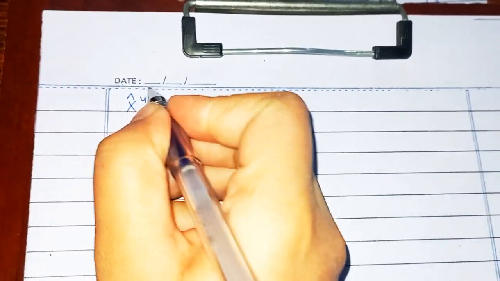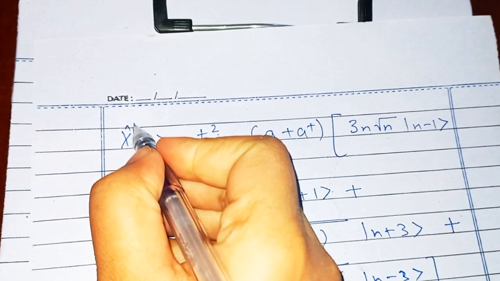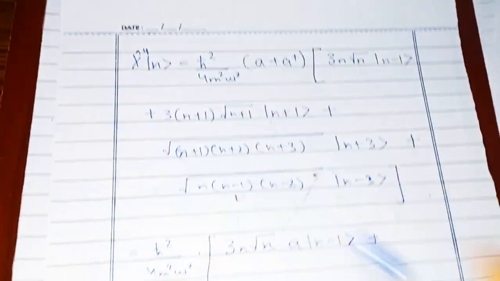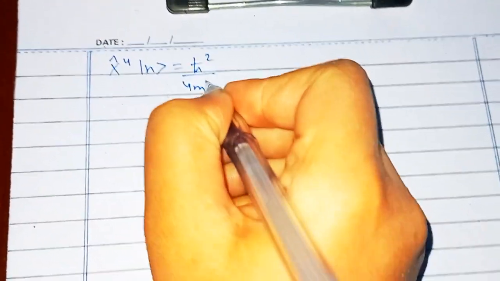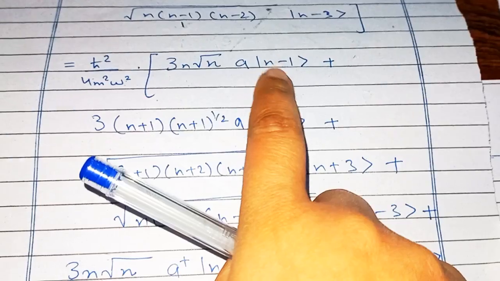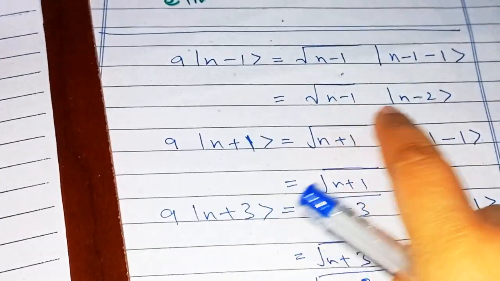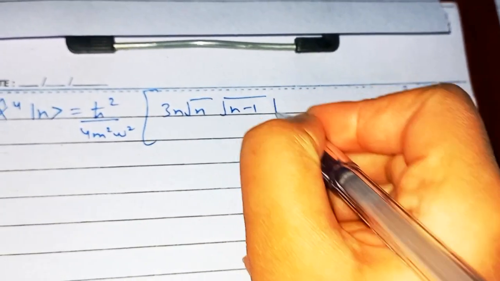So it's x to the power 4. It was x to the power 4 in this page as well. x to the power 4 equals h cut square by 4m square omega square, times 3n under root n. Then we have the first operation, which equals this quantity under root n minus 1, and the ket is n minus 2.